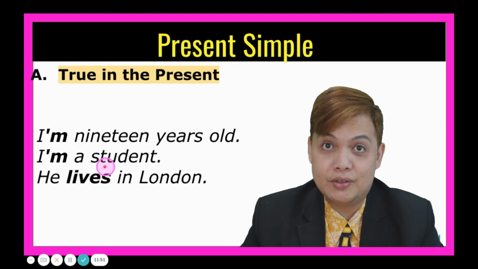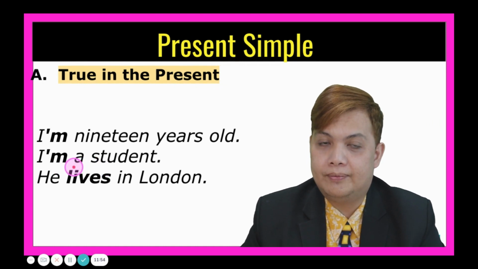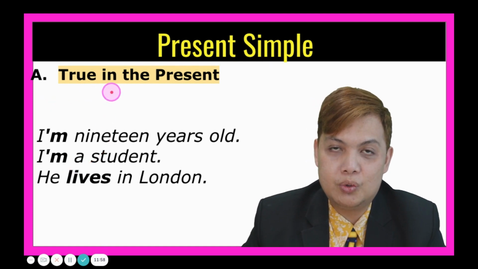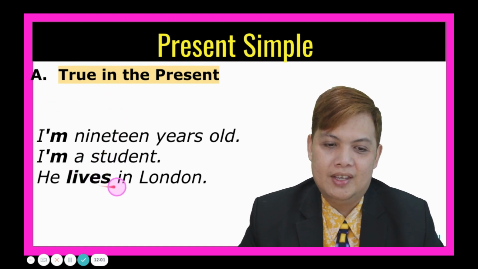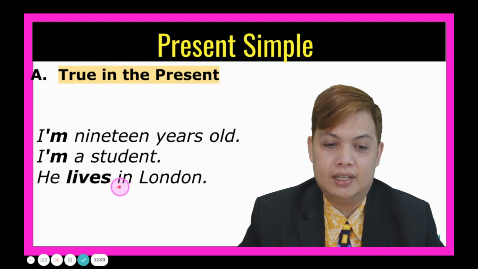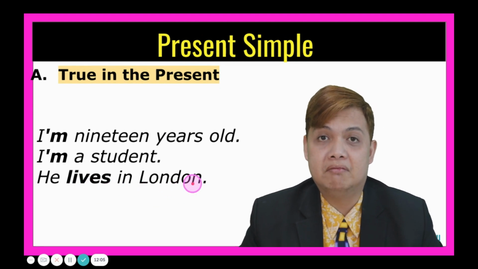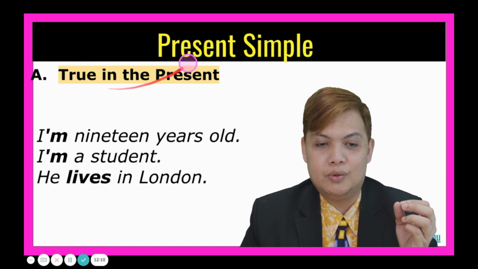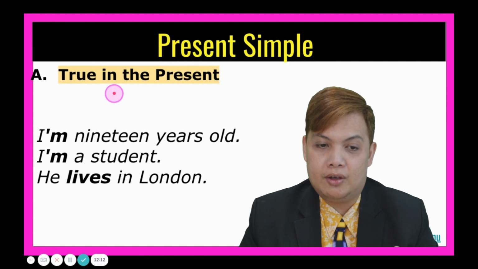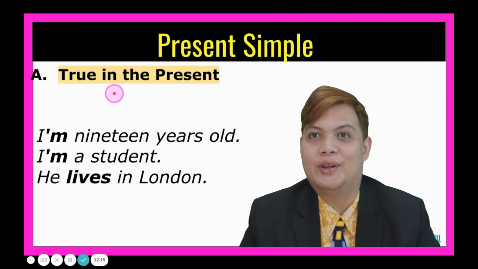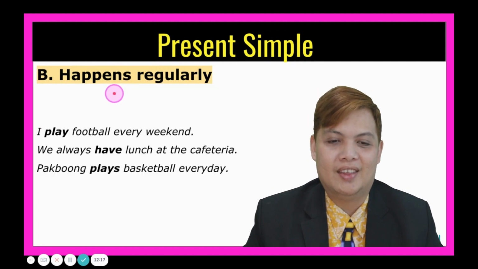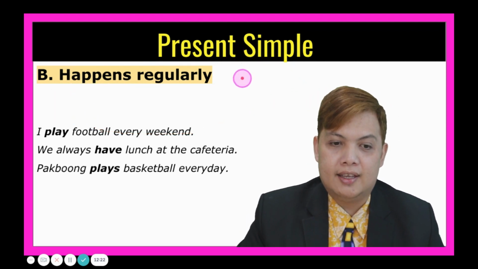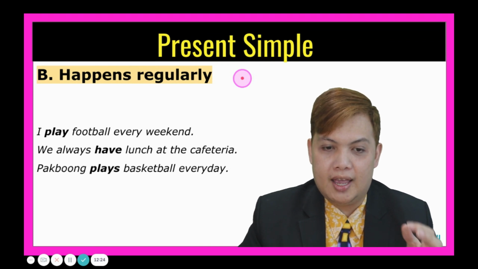Right now, you are 19 years old, but we use present simple. Next, I am a student, or I'm a student. Makes sense because you are not forever a student. So this is just true in the present. He lives in London. He lives in London. It doesn't mean that forever you're gonna be there. So we use present simple to talk about something that is true in the present.